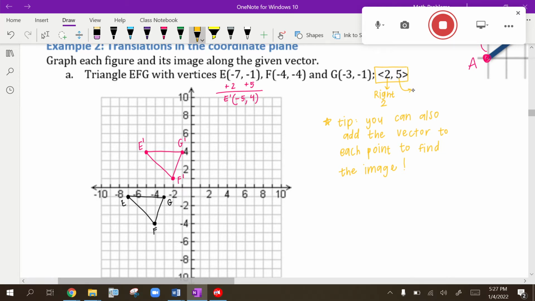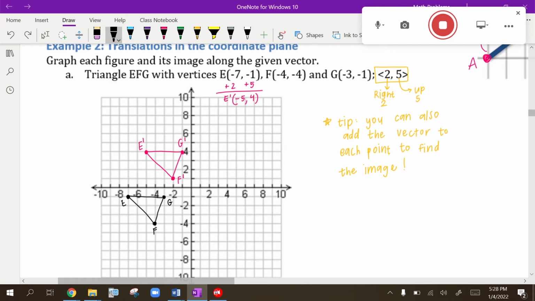And the second number tells you what to do vertically. This one, since it's positive, I know to go up 5. So for each point, I'm going to go to the right 2, and then I'm going to go up 5 to find the image. You repeat the process for every single point. So for point G, I'll go right 2, and then I'll go up 5. Again, it doesn't matter. You could do up 5 first, and then to the right 2, you'll land on the same image. Repeat the process for every single point, then connect the points to draw your image.